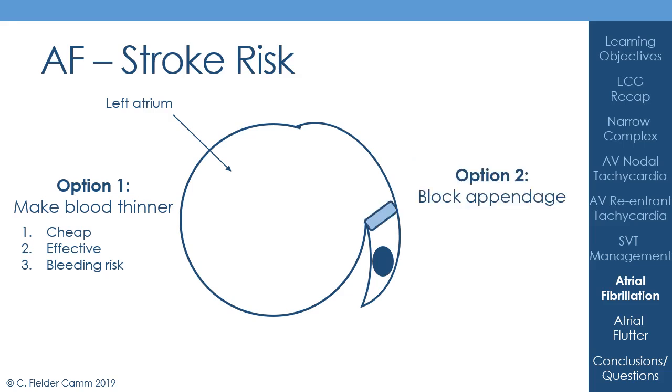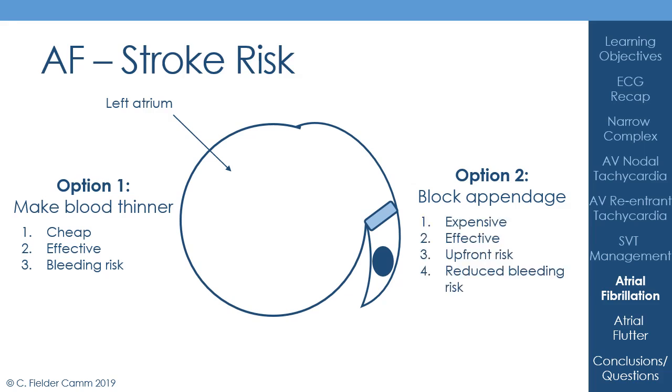So option two is to block the appendage. So you can get a device and you thread it up from the patient's groin normally into the heart, and then you position it over the mouth of the appendage and expand it there. And then it doesn't really matter if the blood behind it clots off, which it almost certainly will do, because it can't go anywhere.